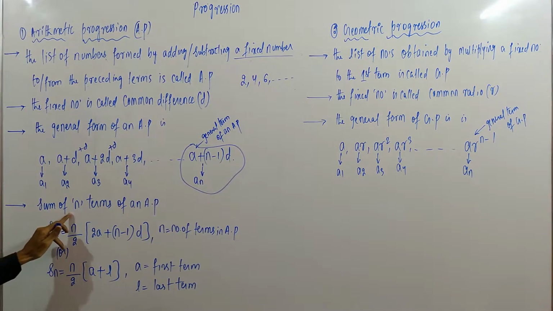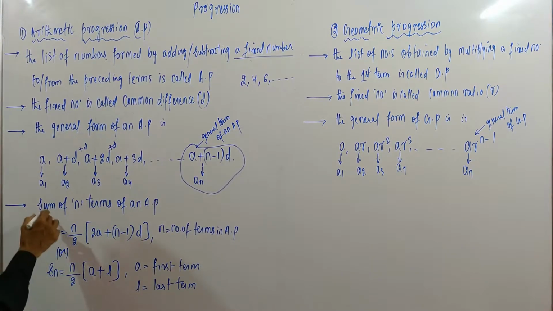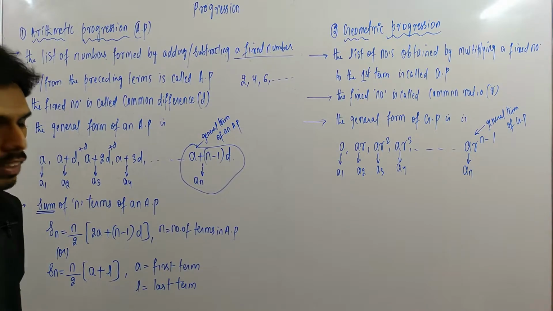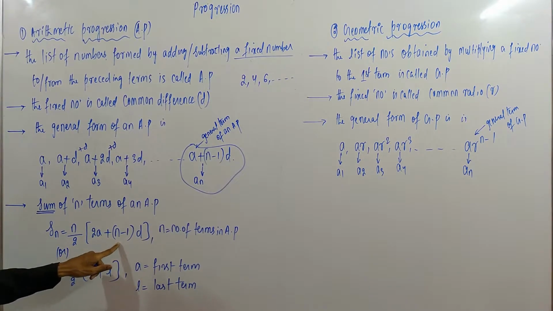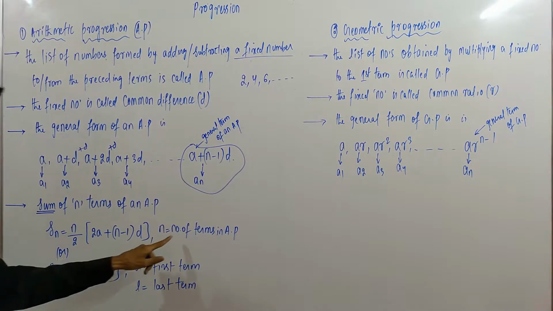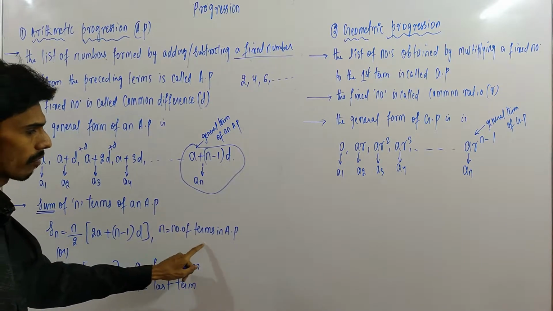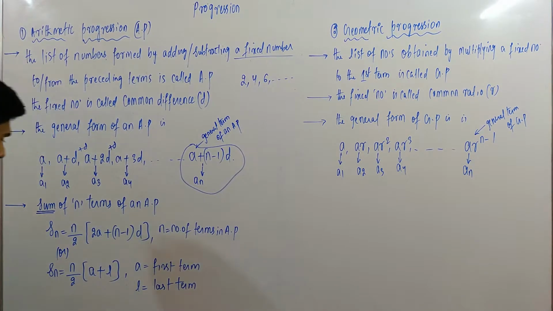Now we will take the sum of n terms of an AP. Here we want the sum. If I want to add all the terms in an arithmetic progression, we will use this formula. It is denoted by Sn is equal to n by 2 into 2a plus n minus 1 into d. Here n denotes the number of terms in the arithmetic progression.